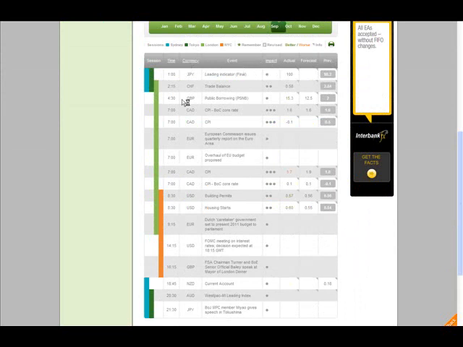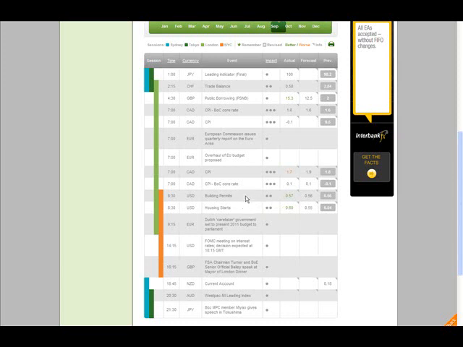If I go down, at 4:30 we did have a GBP report, which was public borrowing, and it only had 1 dot of impact, so we're not going to regard this. I'm simply going to skip over it. As I move down, I see at 8:30 for the US, I have building permits and housing starts, both of which have 2 dots of impact. So this is something that I do want to keep in mind.